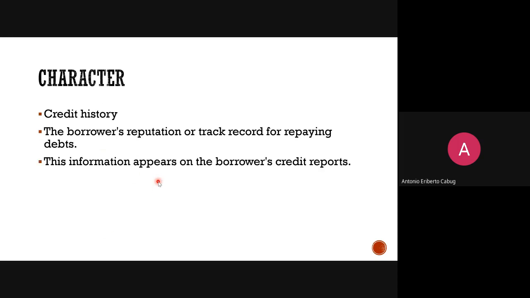This information appears on the borrower's credit reports. Ang sabi ko nga, sa ibang bansa, meron tayong tinatawag na credit score para makita ng mga bangko kung karapat-dapat ka bang bigyan ng utang. Ngayon, paano naman kapag sa Pilipinas? Sa Pilipinas, kanya-kanya yung mga bangko. Walang centralized na database. Okay?